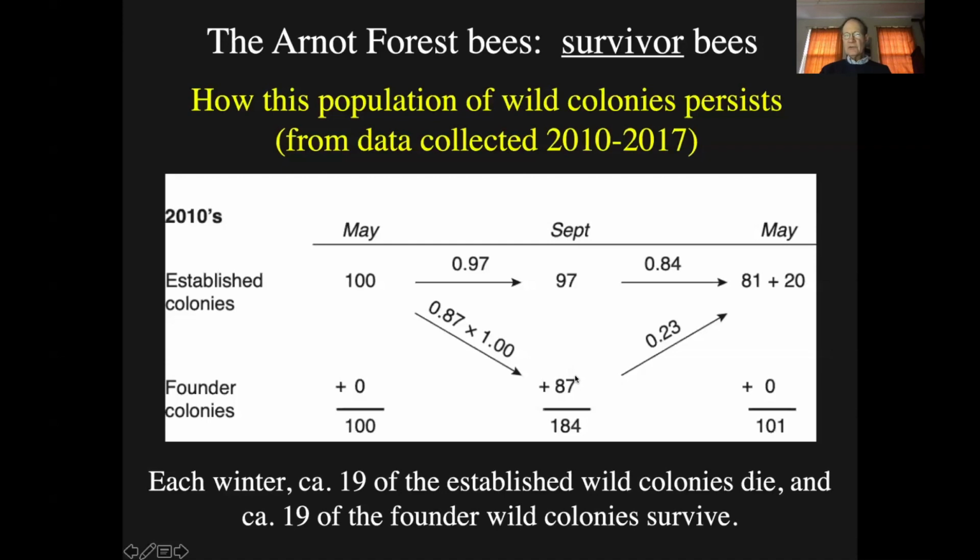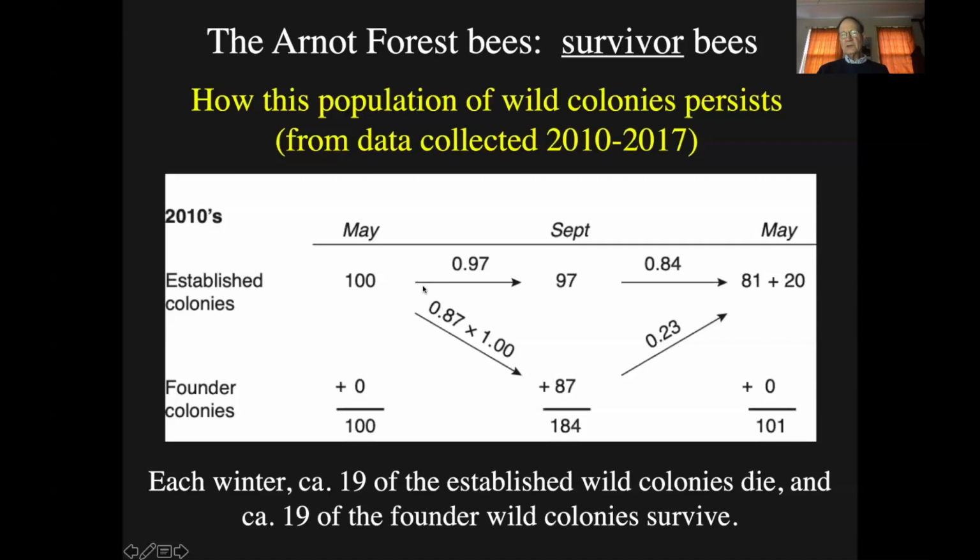And the founder colonies' survival is much lower, because they had a much more difficult situation of moving into a new nest cavity, building combs, rearing brood, and storing up enough food. Where I live, at least, only about a quarter of those newly founded colonies survive to the following spring. But when you go through the numbers, you see that the losses from the established colonies are almost perfectly balanced out by the additions of the founder colonies the following May. So there's 81 of the established colonies still alive in May, and 20 of the founder colonies still alive in May. That brings the population back to 101. Our starting point in May was 100 established colonies, and on average we will end up with 101 or 100, close enough, the following May.